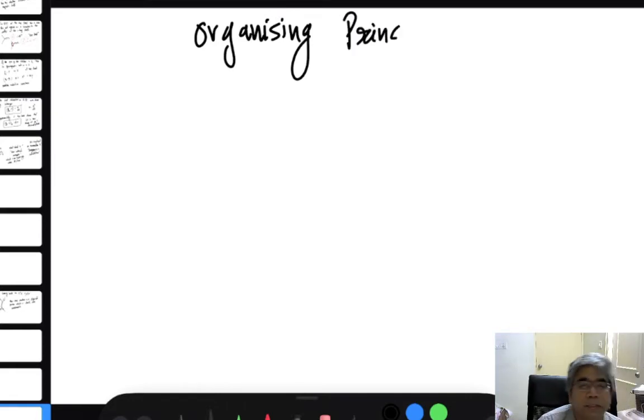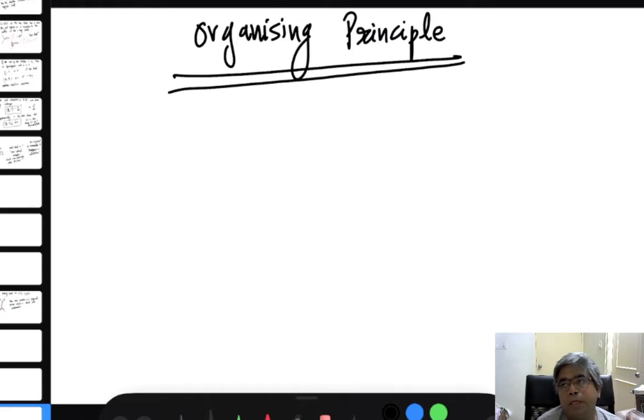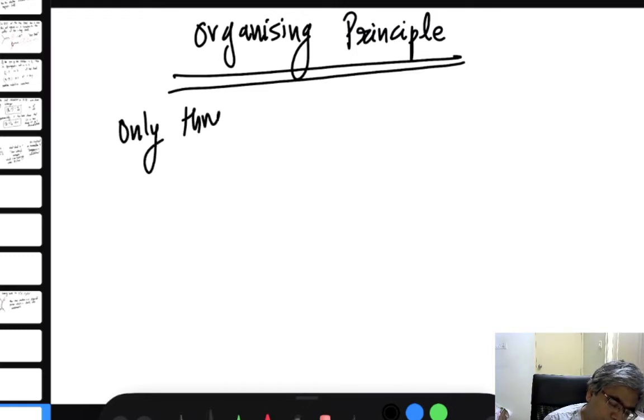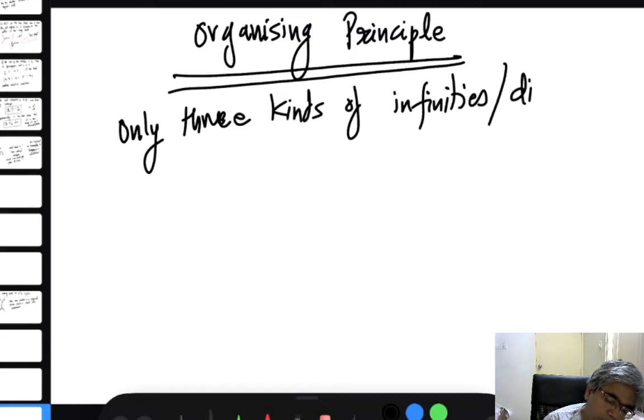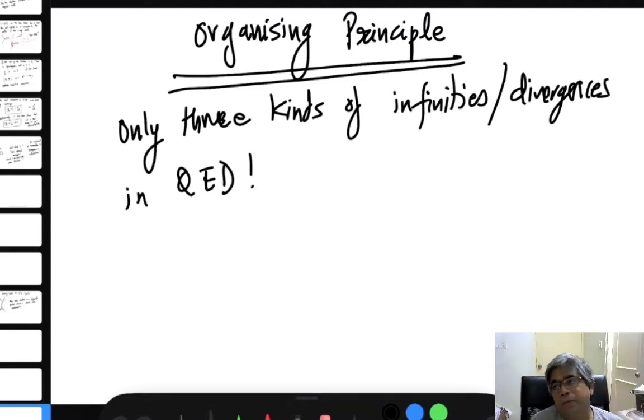which I have said several times. It turns out, and this is a non-trivial result in QED, that there are only 3 kinds of infinities or divergences in QED. Okay, there are only 3. This is what I have been harping on in lecture 15 also, that there are only 3 kinds, and this is a very big result actually.